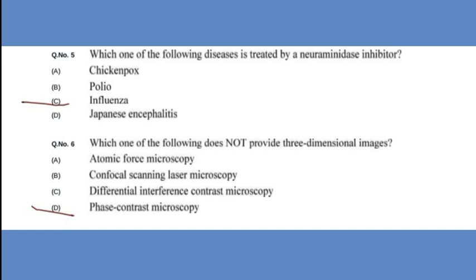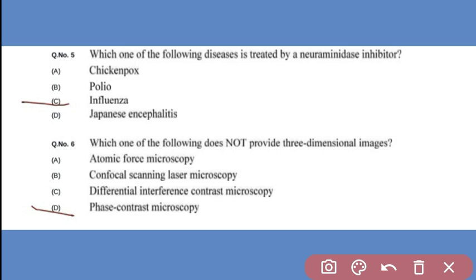The neuraminidase inhibitors include drugs like oseltamivir, peramivir, Tamiflu and Relenza. These are some neuraminidase inhibiting drugs. So they are used to treat diseases like influenza. Option C is the answer to this question.